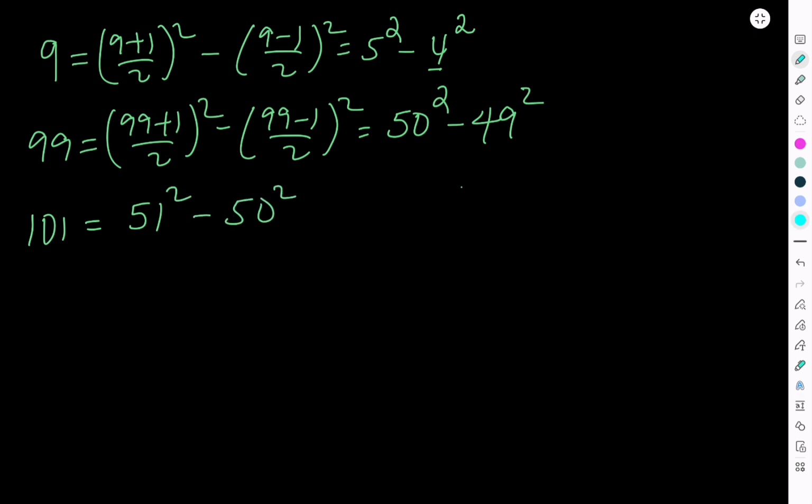Therefore, you can write any odd number as a difference of two squares, right? And for your challenge, try this one. Try to write 2025 as a difference of two squares.